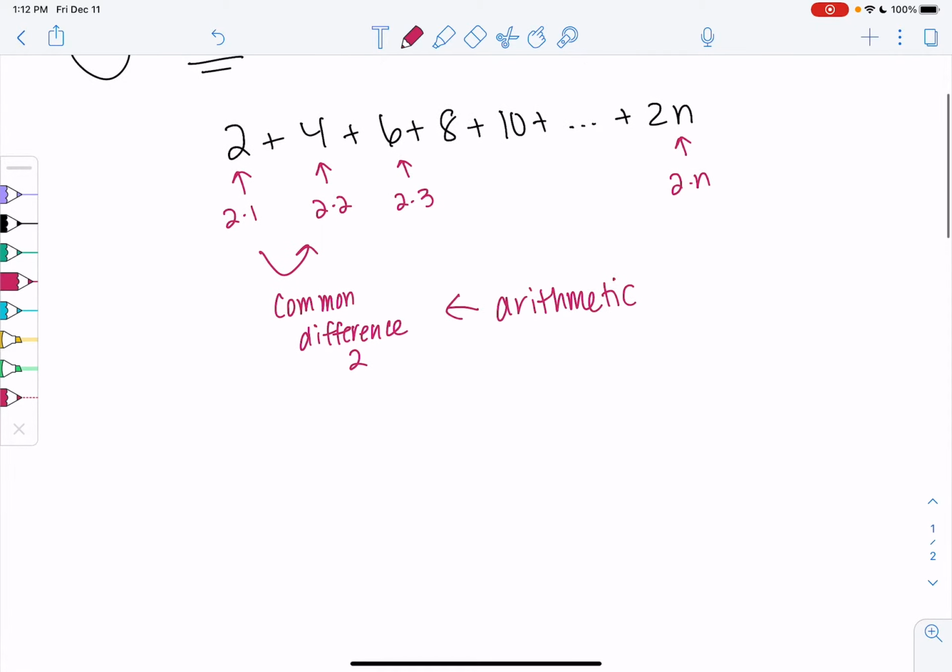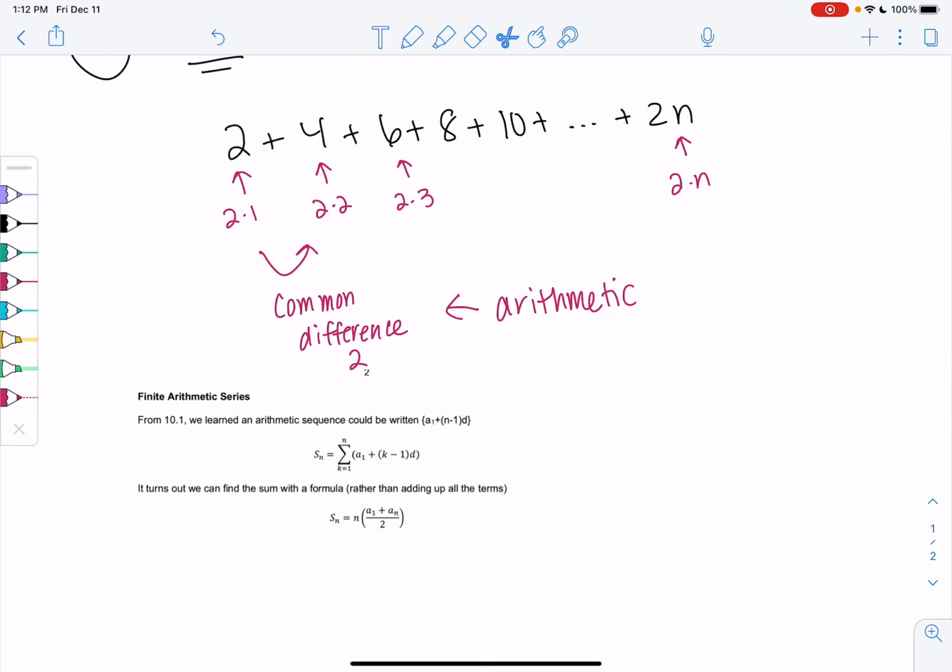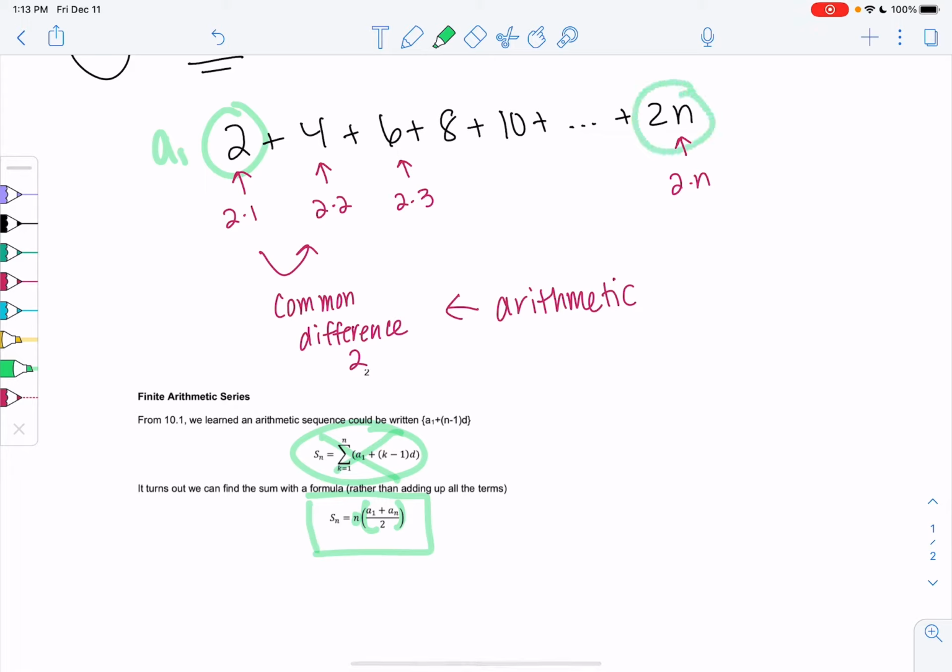So I'm going to copy and paste that formula. We don't quite have it in sum notation, but we can figure it out. To find the sum, it looks like it's n times parentheses, and a1 is just my first term. So even though I didn't find this notation, a1 is equal to 2. And an, again, I don't have the sum notation, it doesn't matter. An is the last term, so an is 2n.